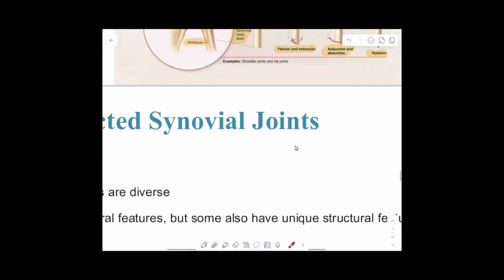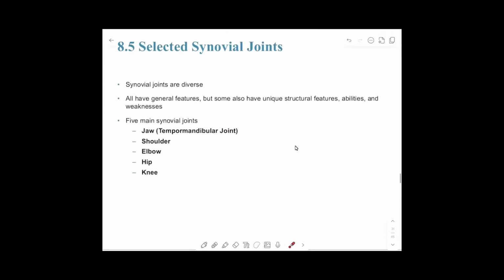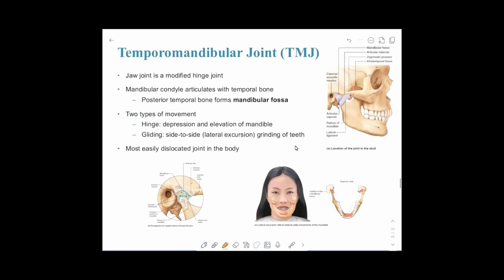So the next part of the lecture slides are looking at some selected synovial joints. And these joints, synovial joints, are very, very diverse. Some have more ligaments, some have less. Some, the design of the articulating parts of the joints are a little bit different as well. So we're going to look at the jaw, which is the TMJ, the temporomandibular joint, shoulder, elbow, hip, as well as knee. For the temporomandibular joint, a lot of people have problems with the TMJ.